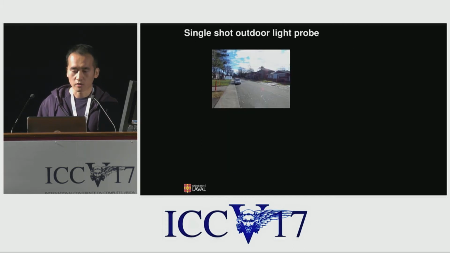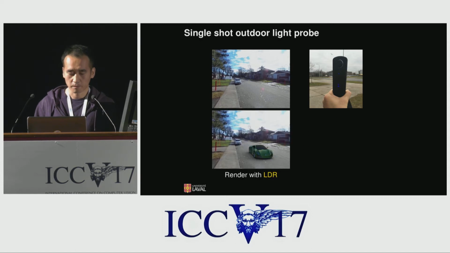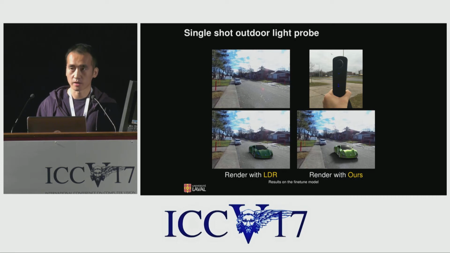We can apply our method in different applications. First, we can use it as a single-shot outdoor light probe. Imagine that if you want to get the outdoor lighting in this outdoor scene, you can just hold this pole and shoot the camera. With just one click, you can get the LDR panorama. If you directly use this LDR panorama to render, you will get this dull render result. But with our approach, we can get a much better render. Look at the hard shadows and the reflections. Notice that this result is from our fine-tuned model.